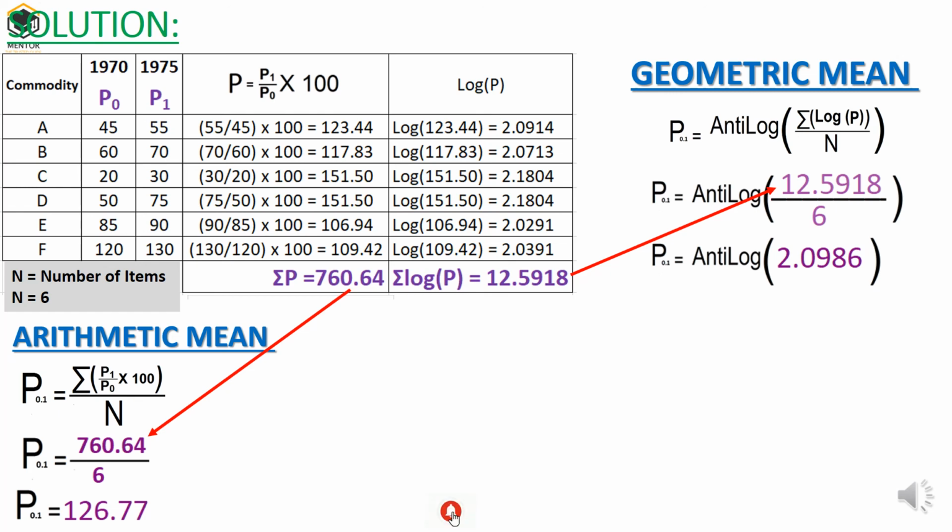To this average value of log, we have to find the antilog. The antilog of 2.0986 is 125.48. So this is my geometric mean value.